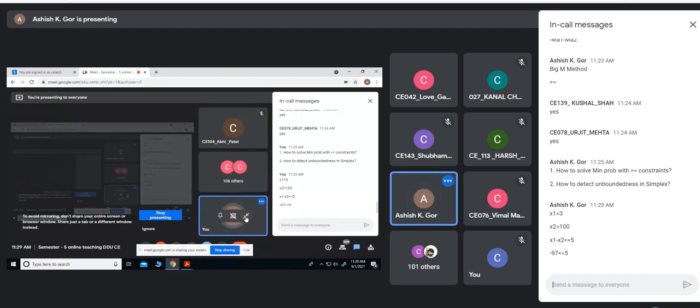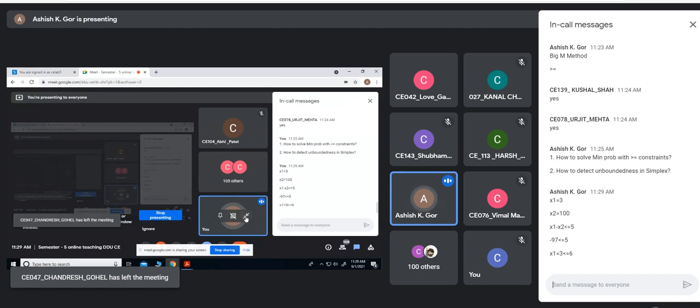And x1 is less than or equal to 6. Yes, x1 is 3, less than or equal to 6. That is also very correct. So both the constraints are satisfied. Am I saying correct or not?